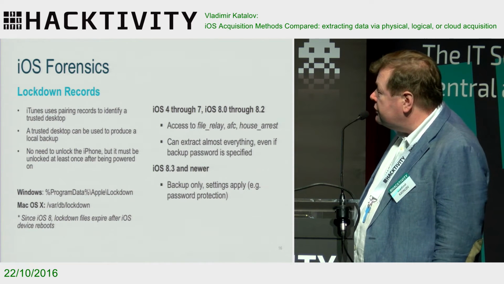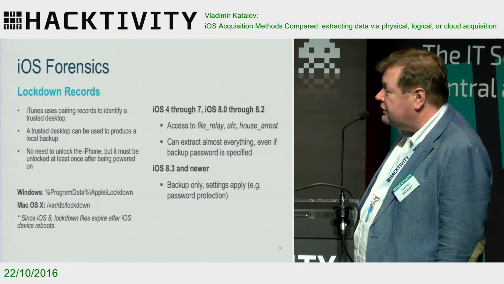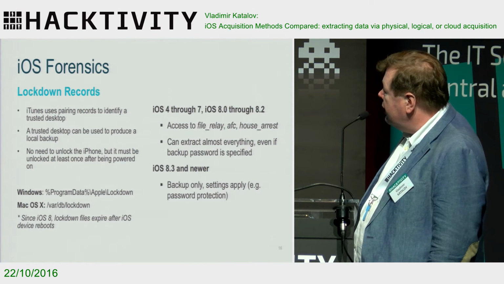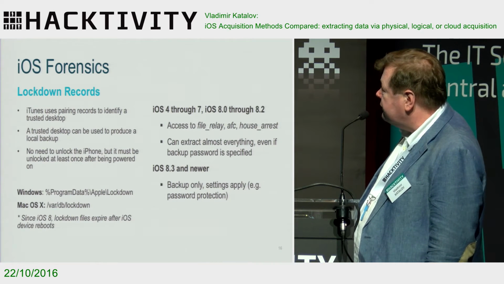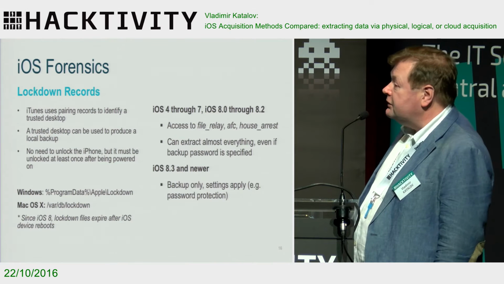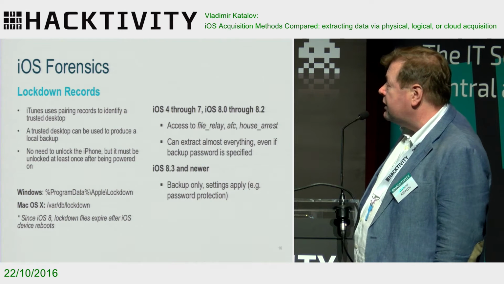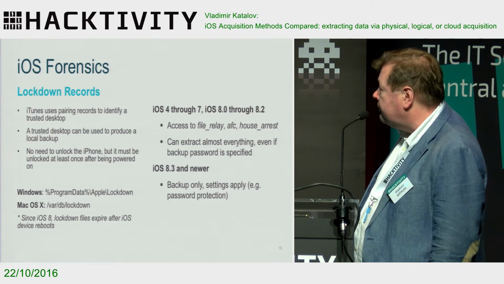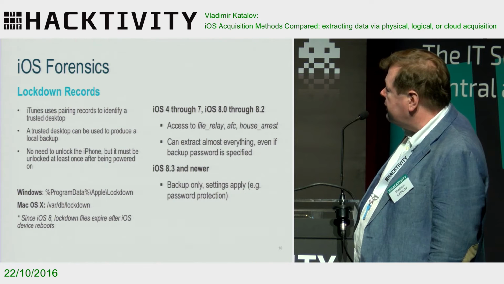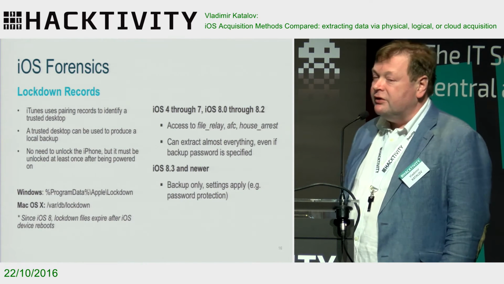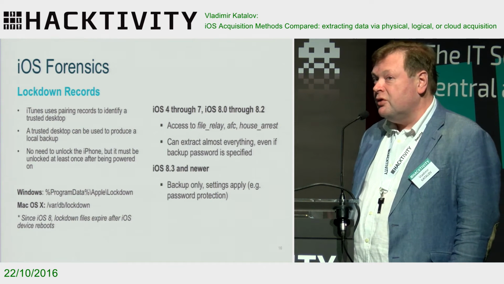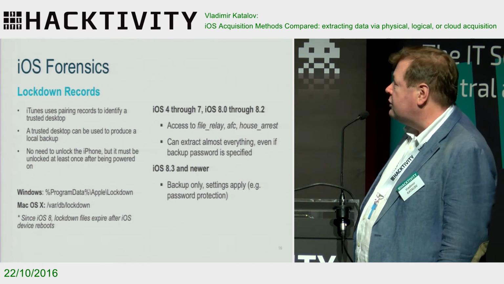And what else can you do with those lockdown records? You can not just create a backup, but for some older versions of iOS, up to iOS 8.3, you can access other special system services running on the iOS operating system, like file relay, AFC, and house arrest, to get even more information from the iPhone than the backup service returns. And starting from iOS version 8.3, the only thing you can get using the lockdown record is the backup itself, and there is still no way to fool the passcode protection. If a passcode is set on the backup, then all you can get is a passcode protected backup.